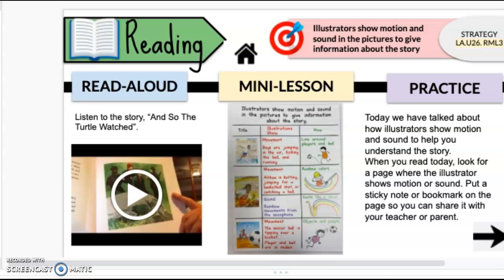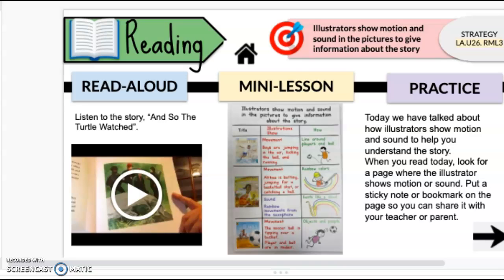This week we have been talking about illustrators and how they draw pictures to help us understand the stories better. Today we're going to look at how illustrators show motion and sound in the pictures to give you information about that story. So we have read these stories before.